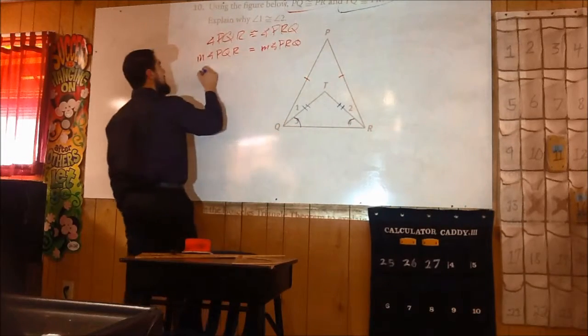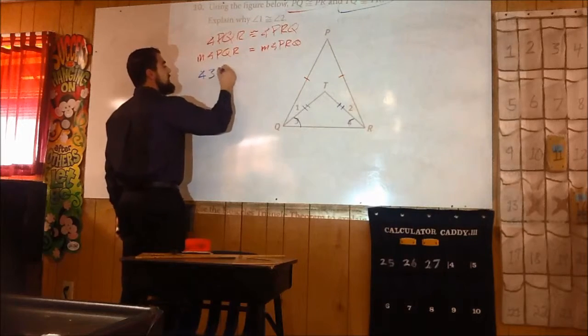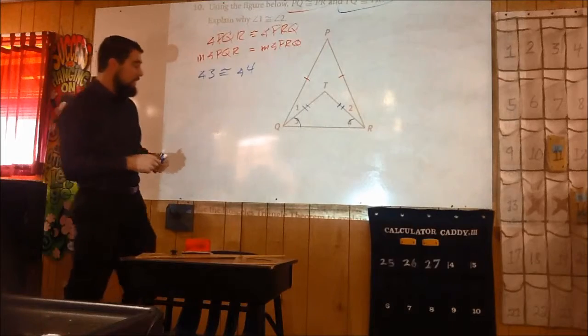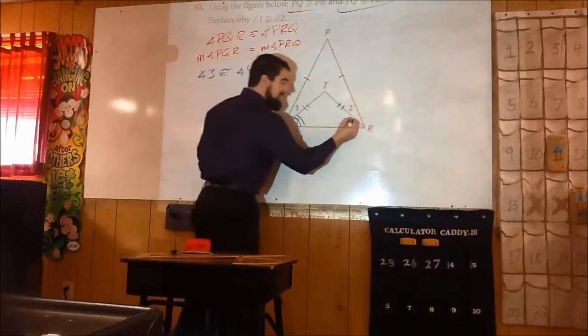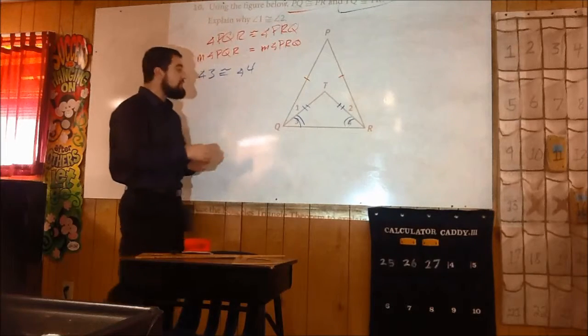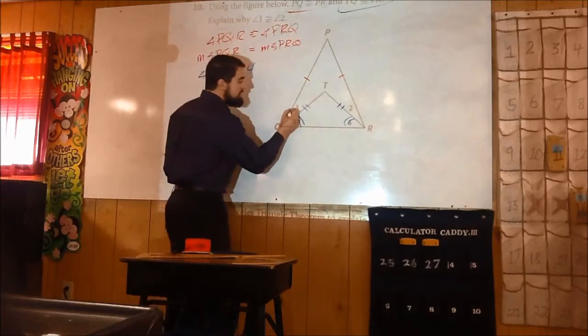Angle 3 is congruent to angle 4. What justifies the fact that angle 3 is congruent to angle 4? Same exact thing. The base angle theorem or the isosceles triangle theorem. The same exact thing. Awesome.